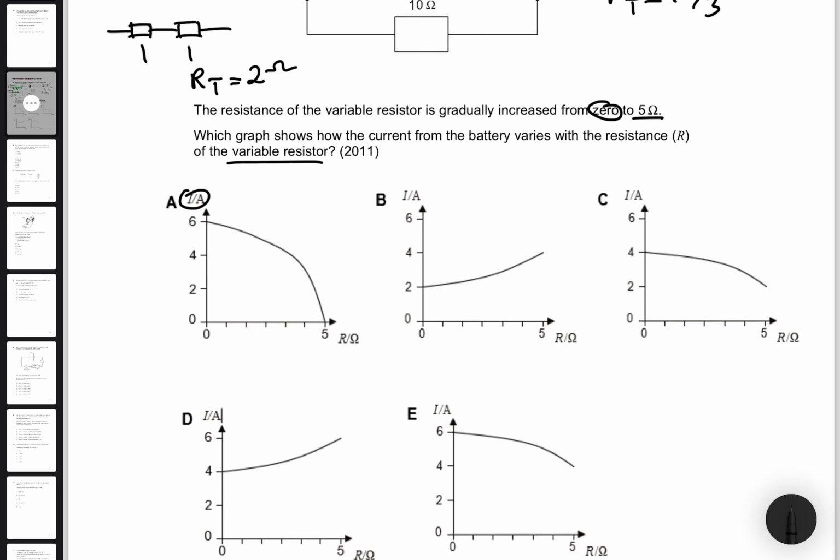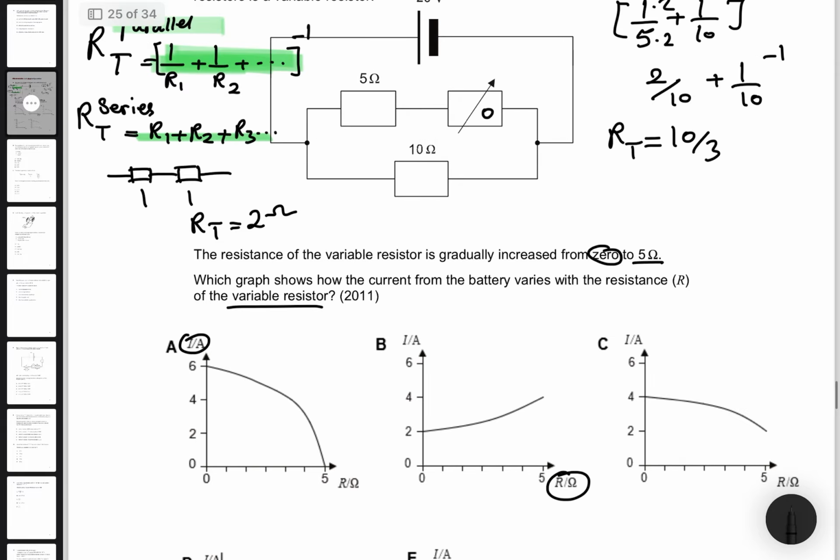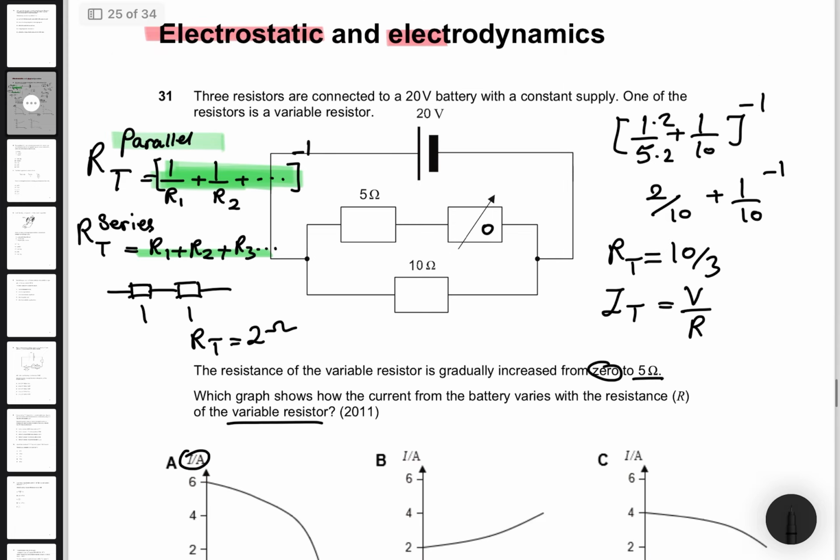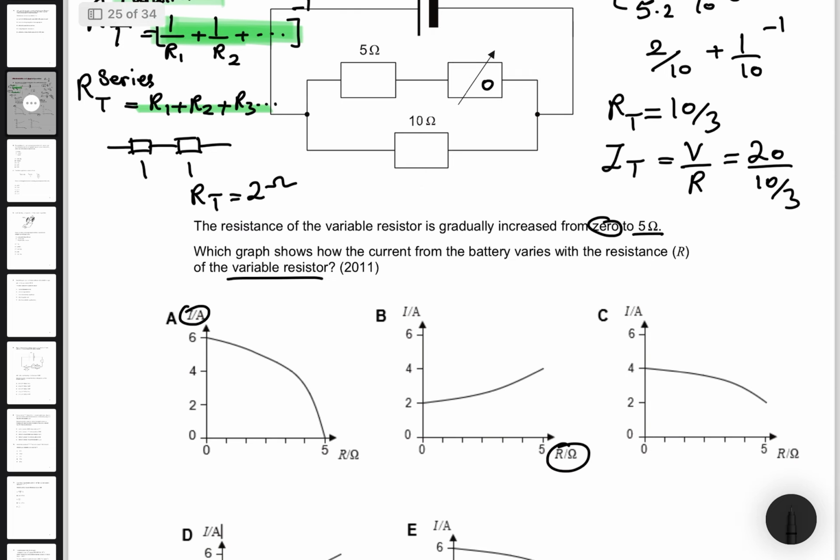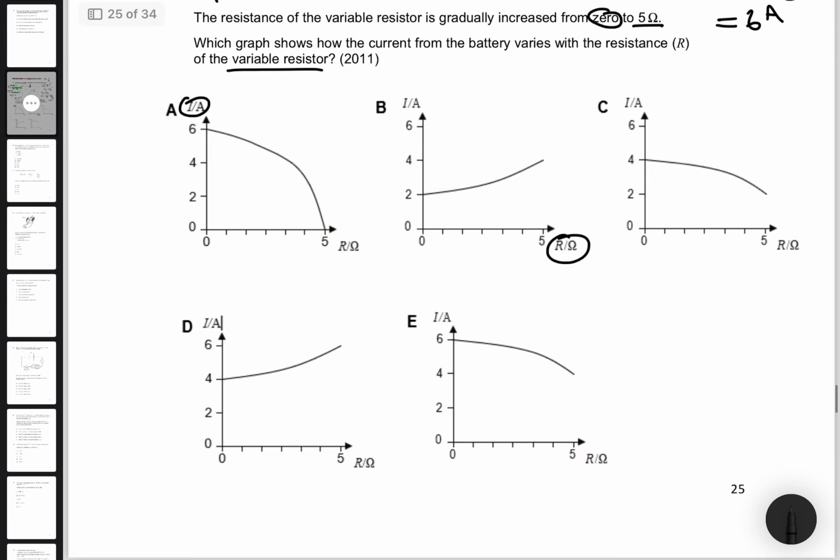Now, how can I find the initial current? Because the graph has the current on one side and the resistance on the other. The initial current can be found by simply dividing the total voltage over the total resistance. I found this from Ohm's law. If you don't remember, R is equal to V over I. This is a very famous formula, and obviously you need to memorize it. So the total voltage here is 20 volts, and it gets divided by the total resistance, which is 10 over 3. And that's going to give us roughly a value of 6 amperes.